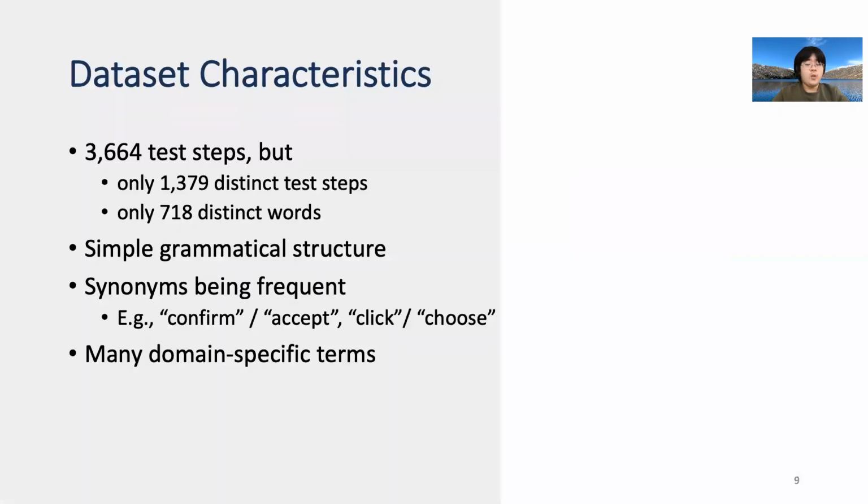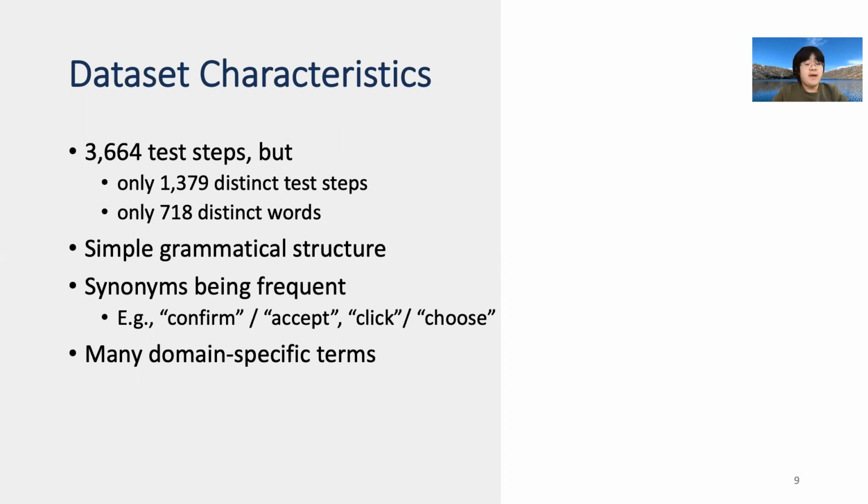We first do an analysis of the dataset of test cases. In the dataset, there are over 3,000 test steps. However, there are only around 1,300 test steps that are distinct in terms of the describing sentences. And all test steps only use around 700 distinct words. It means that the sentences that describe test steps are highly duplicated and use a limited set of words.